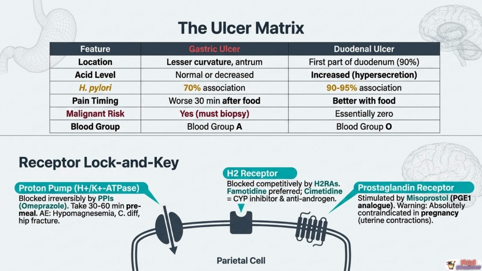The H2 receptor is competitively blocked by H2 antagonists, with famotidine preferred because cimetidine inhibits cytochrome P450 and has anti-androgen effects, causing gynecomastia. And the prostaglandin receptor is stimulated by misoprostol, useful for NSAID ulcer prevention, but absolutely contraindicated in pregnancy because it triggers uterine contractions.